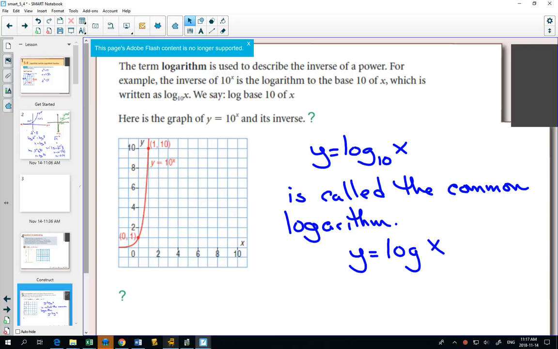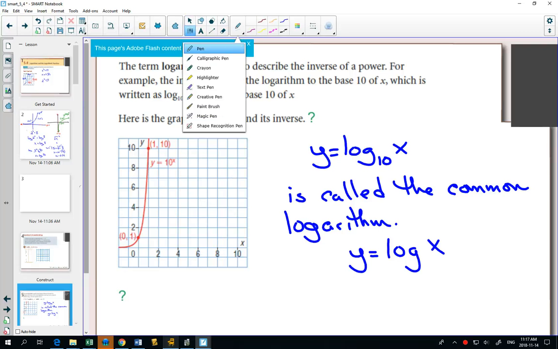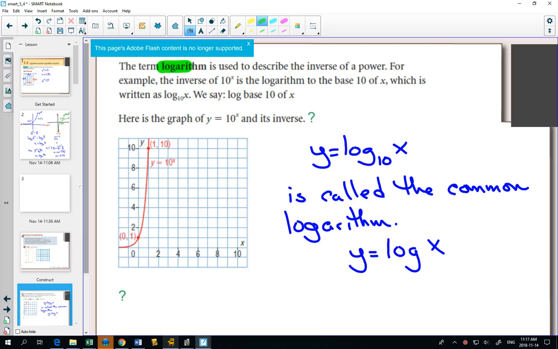So the term logarithm, I love highlighting stuff, I feel like using the green highlighter today, is used to describe the inverse of a power. So if you have 10 to the x, you'd have a log of base 10. If you have 2 to the x, we saw we'd have a log of base 2.